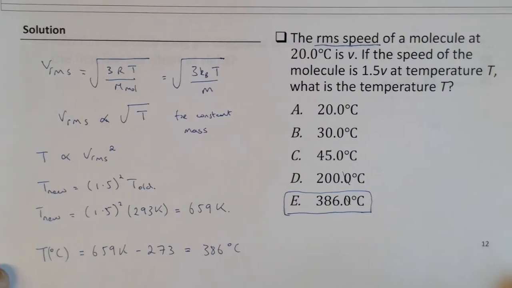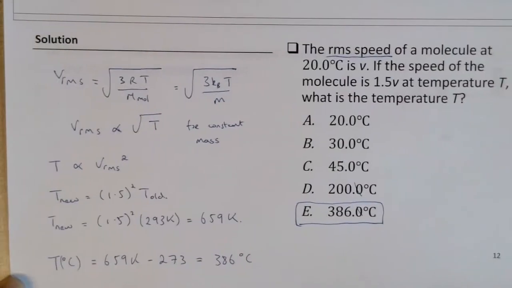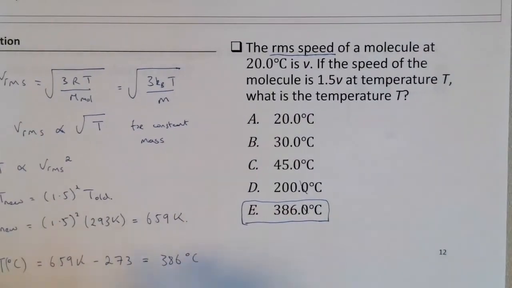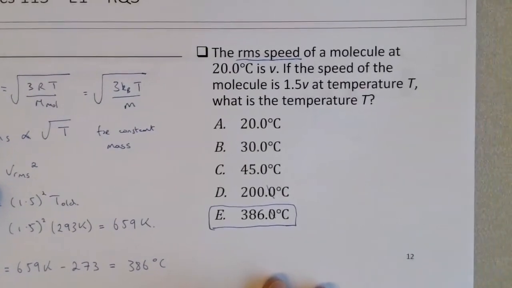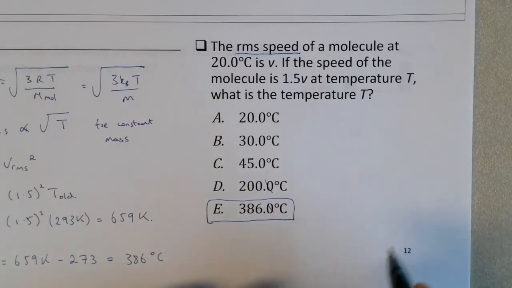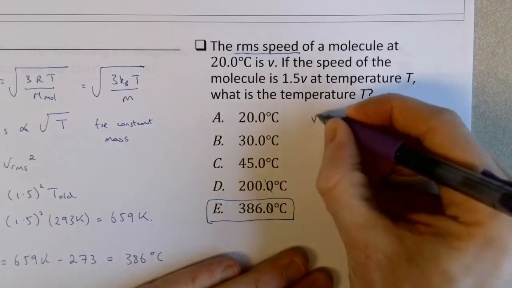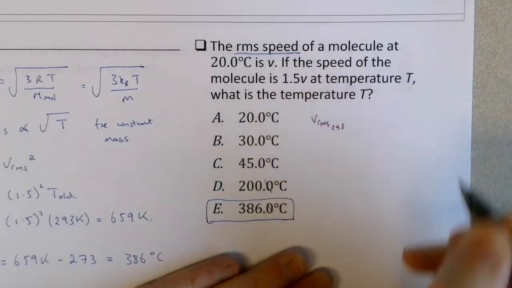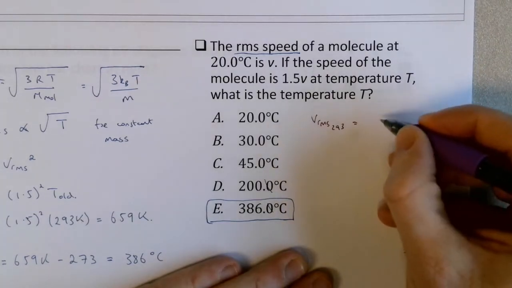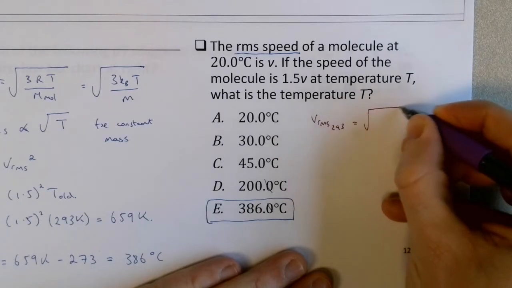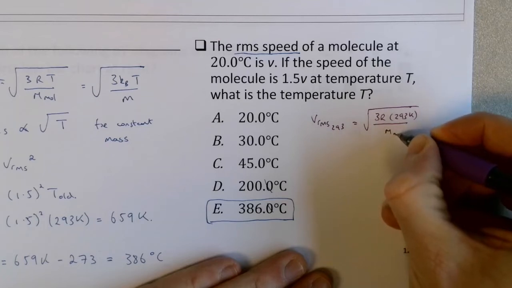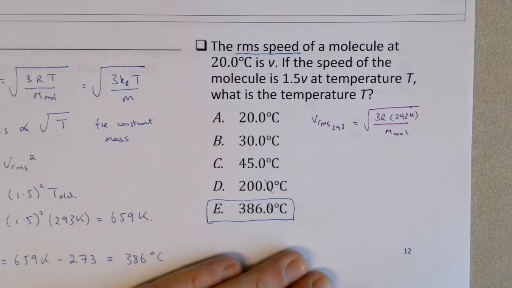I'll just use this little bit of space over here if you're not completely comfortable with seeing these scaling relationships. I'll show you why it's important to see these, because of how much longer an alternative method is. So you could have started the question by stating that the RMS speed at 293 Kelvin is equal to this V that we're getting, and will be equal to the square root of 3 times R times 293 Kelvin divided by the molar mass.